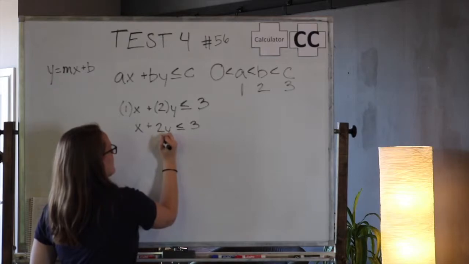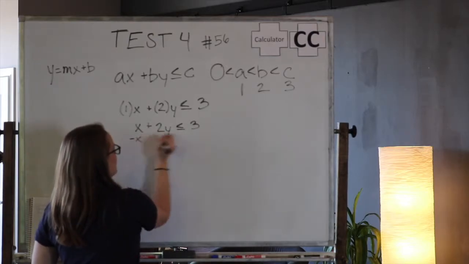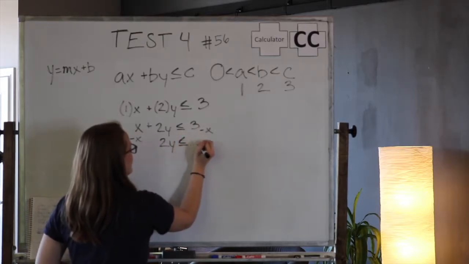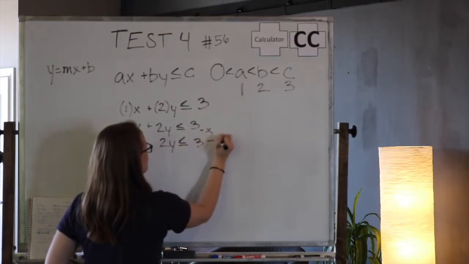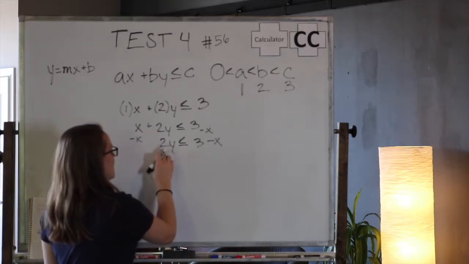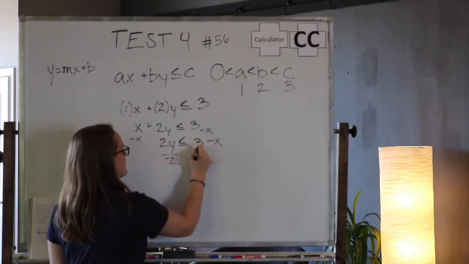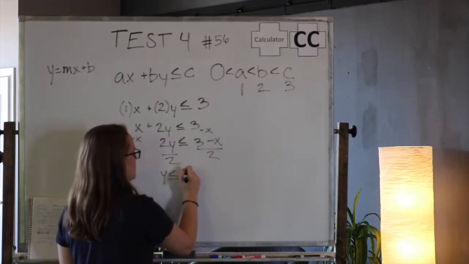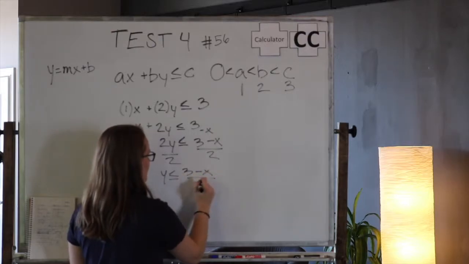So the first thing I'm going to do is subtract an x from both sides. So that's going to leave us with 2y is less than or equal to 3 minus x. And then what we're going to do is divide both sides by 2. And that will leave us with y is less than or equal to (3 minus x) over 2.